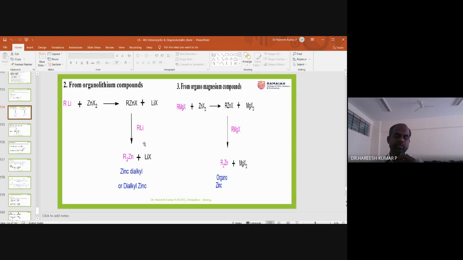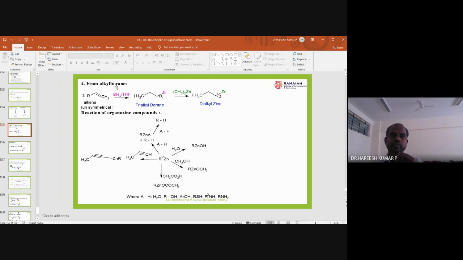I think you are aware of the symmetrical alkene and unsymmetrical alkene. I am taking one unsymmetrical alkene in the next step. Look here. If R is equal to H, then it's called a symmetrical alkene. If R is other than hydrogen, then it is an unsymmetrical one. Suppose this alkene is treated with borane. BH3 is a borane. B2H6 is a diborane.